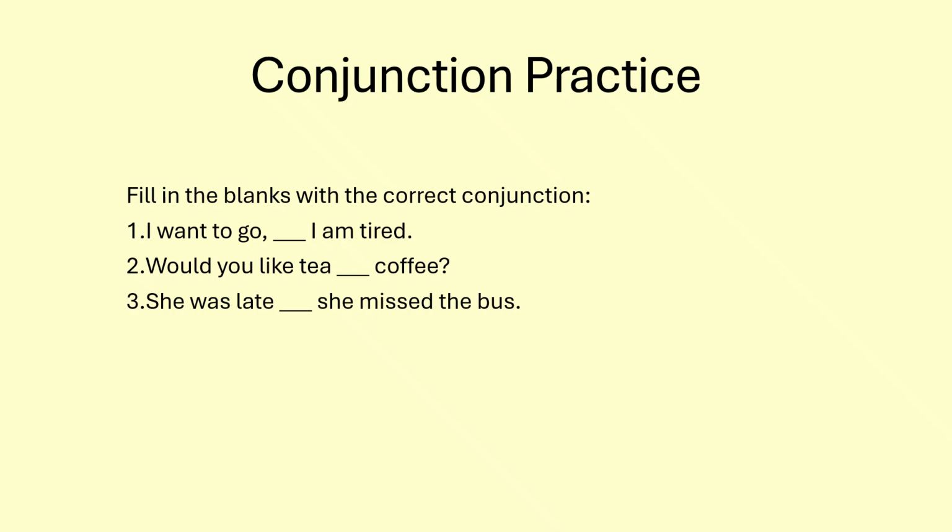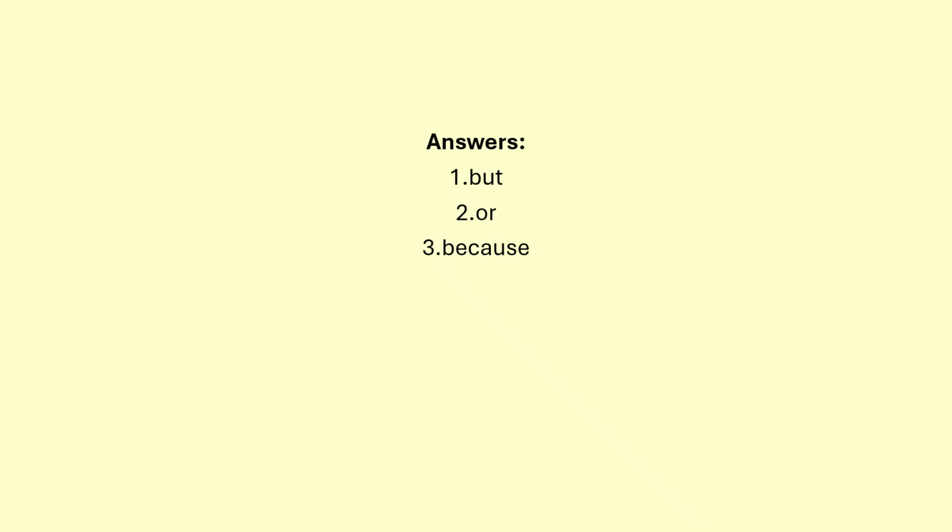Okay, so let's fill in the blanks then. The conjunction for the first example: I want to go, but I am tired. You could arguably put some other conjunctions in there, but but probably makes the most sense. Would you like tea or coffee? So or is the conjunction that we are likely to use in that second example. It could potentially be, would you like tea and coffee? But unlikely, so or seems to be the most sensible conjunction to put there. And number three, she was late because she missed the bus. It's likely that the conjunction that needs to go in there is going to be because. And here are the answers: but, or, because, all examples of conjunctions.